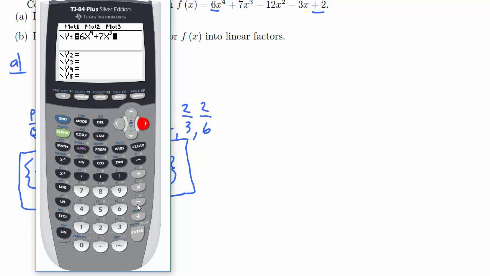Now notice that we have to use a minus. It's not the negative sign, but the minus. Minus 12x, and then I can just use this for squared. Then minus 3x and plus 2. And if you want, you can graph it, and it will graph the function. This is about what it looks like. And notice that there are, in fact, 4 zeros here. So that's how many factors we're going to need.